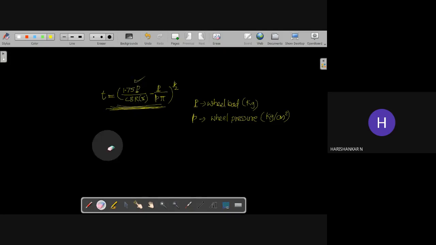In the graph you have to be careful that you have to use the CBR in percentage. If they have given CBR as 4%, then you have to put the value 4. You need not put 0.04. It is not in fractions, it is in percentage. Okay, this is how you have to find out the CBR method. Anyway, it will not be asked in the exams.